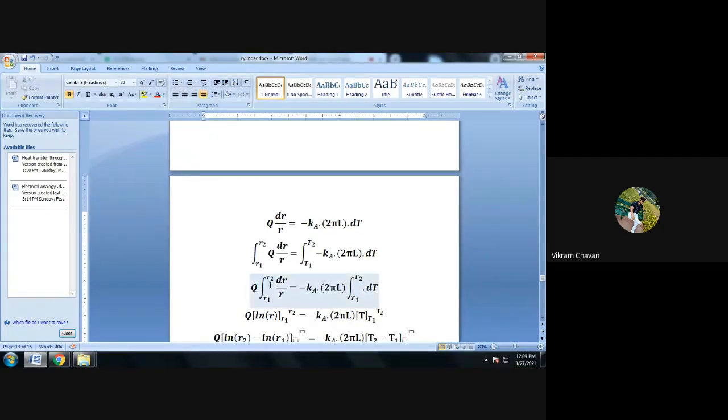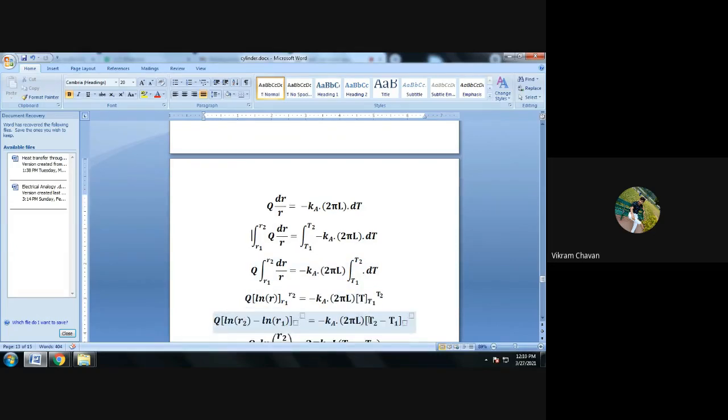After integration, the integral of 1 upon R is ln of R. So we get Q into bracket ln of R with upper limit R2 and lower limit R1, equal to minus K suffix A multiplied by 2 pi L, and the integration of dT is T with upper limit T2 and lower limit T1. Putting in the limits, we get Q into bracket ln of R2 minus ln of R1 equal to minus K suffix A multiplied by 2 pi L into bracket T2 minus T1.